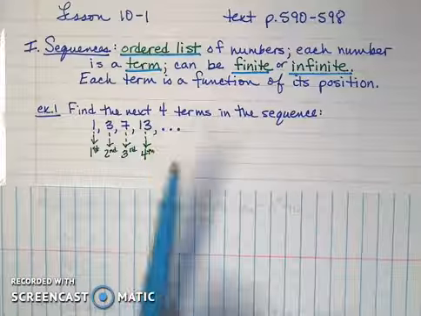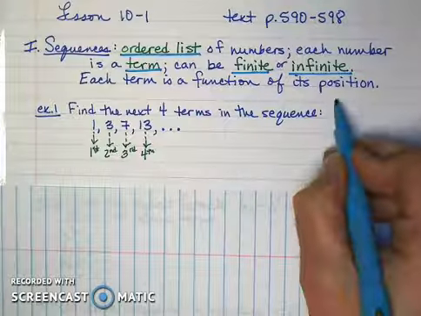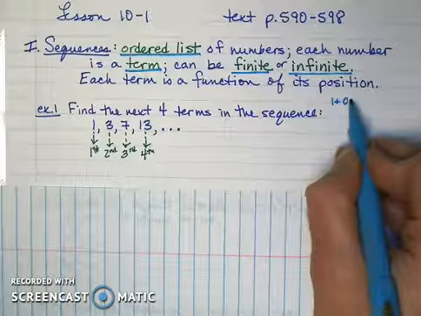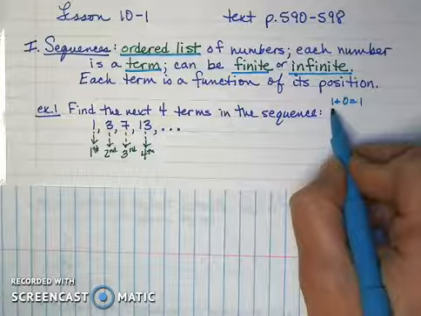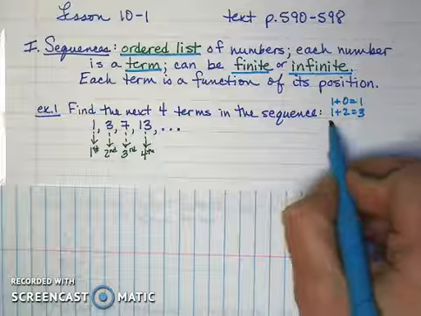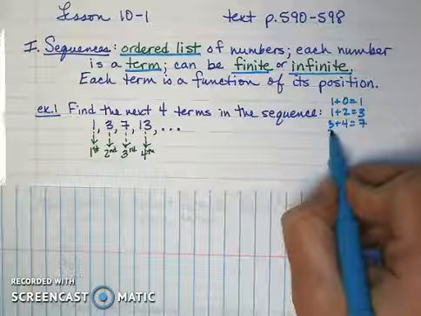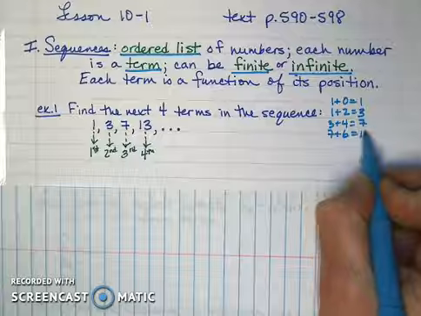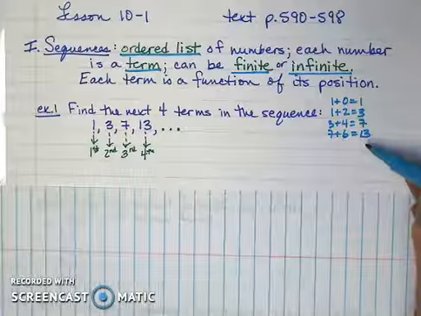So if we were to write that out, we have 1 plus 0 is 1, and then 1 plus 2 gave us 3. 3 plus 4 gave us 7. 7 plus 6 gave us 13. That's the list we have right now, the sequence. So let's get the next 4 terms.